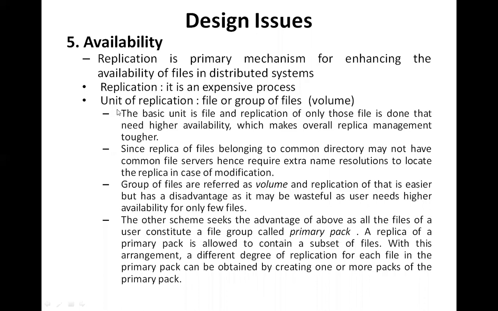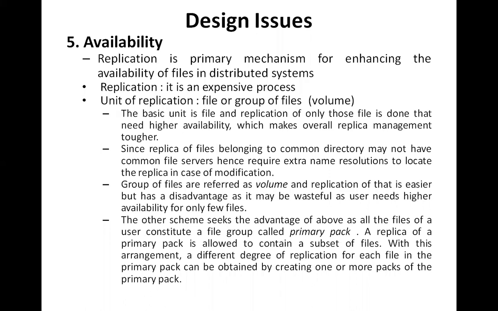Then the second part of availability is the unit of replication. The fundamental design issue in replication is the unit of replication, and the basic unit is the file. This kind of unit allows the replication of only those files which are in high demand and require higher availability. But if we do this only for certain files which require higher availability, that makes the overall replica management tougher.